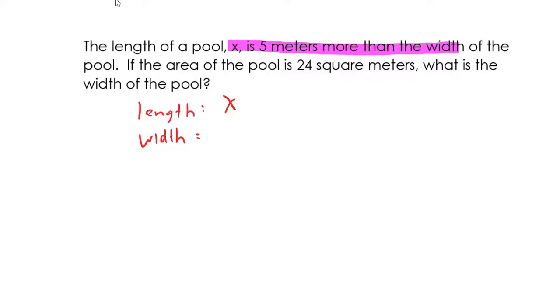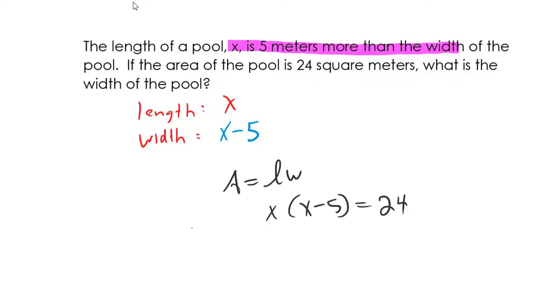But if this x is already 5 more, that actually implies that the width is 5 less than that. Because the thing that's already there, it already had a story to it. It was already more than some other number. So right now, if we think of x minus 5 and x, the length is actually 5 more than the width. So now if we go into our area, length times width, the length is x, the width is x minus 5, and the area, length times width, is 24. Distribute that.